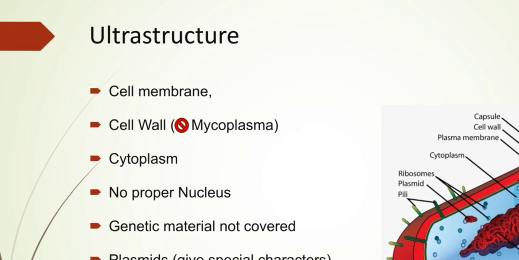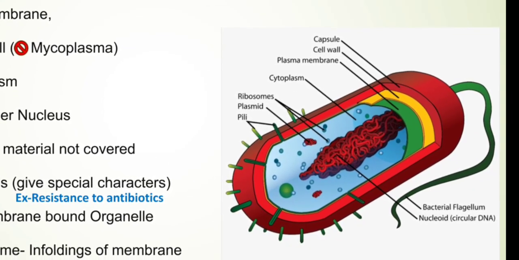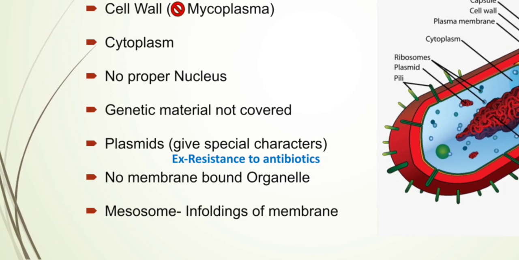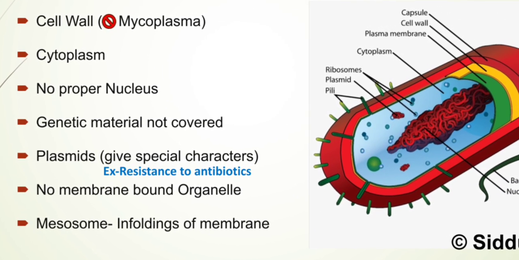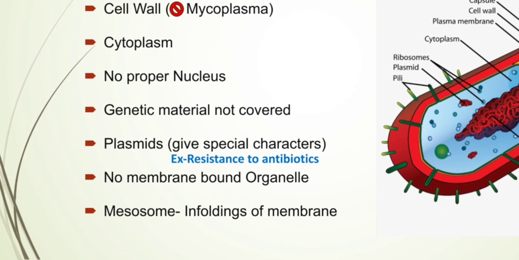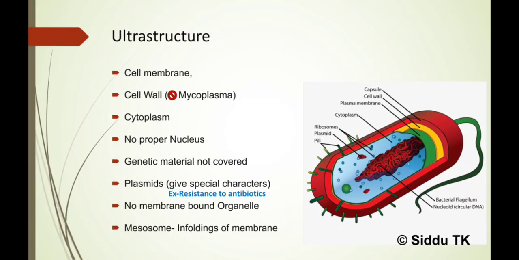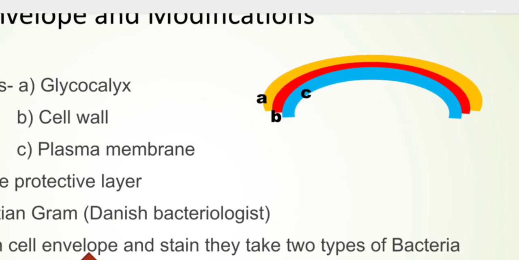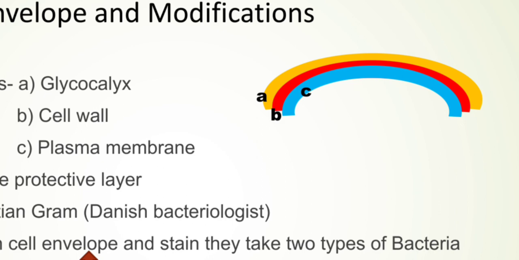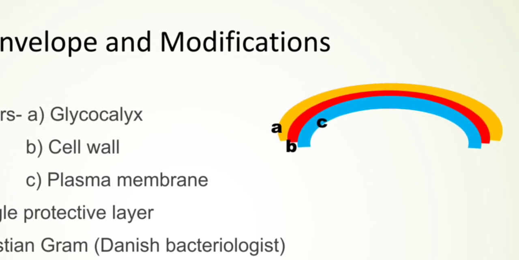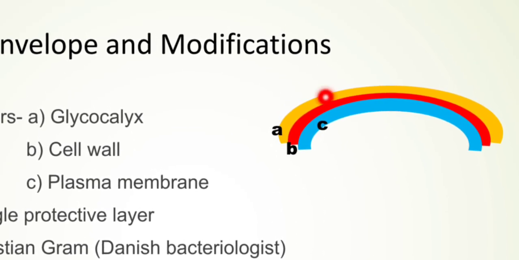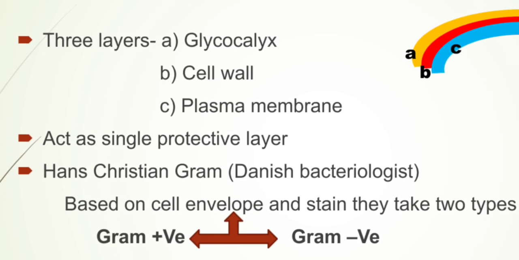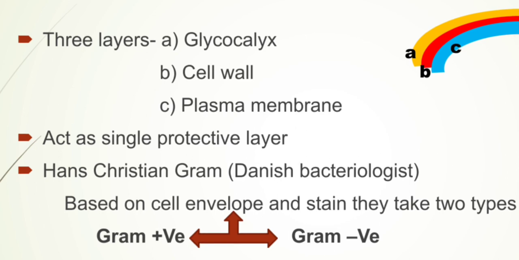As you can see here, there are no membrane-bound cell organelles in the prokaryotic cell. We can see some infoldings of the cell membrane. These are called mesosomes. The cell envelope has three different layers. First one is glycocalyx, second one is cell wall, and third layer is plasma membrane. These three layers together act as a single protective layer.